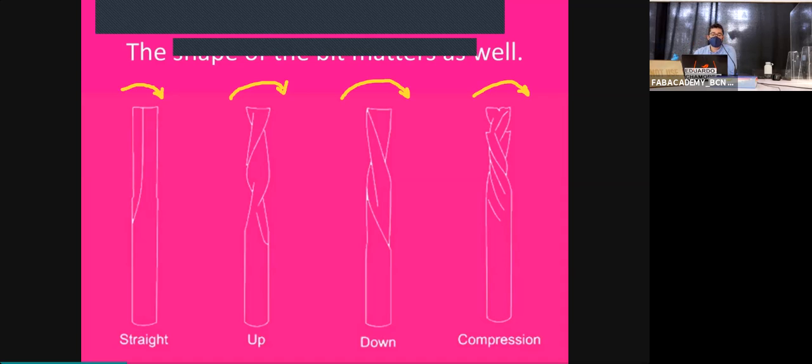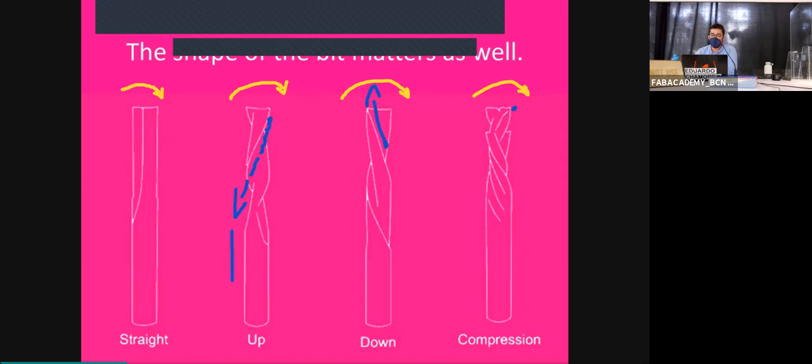So if you rotate clockwise, when you cut, the chip, the material that you have cut, is coming up in this direction. So you are pushing it up, out of the material. We have down cutters, where you are pushing the chip down. And we have compression cutters.